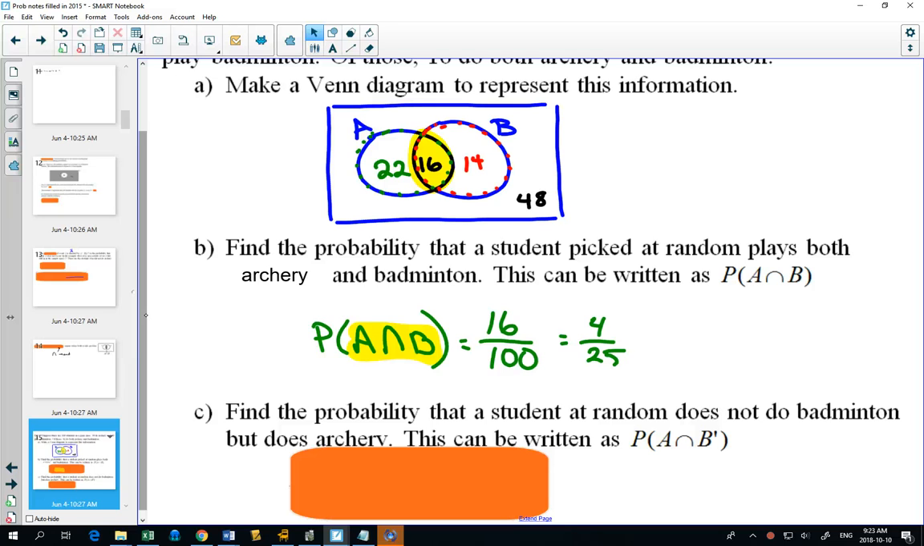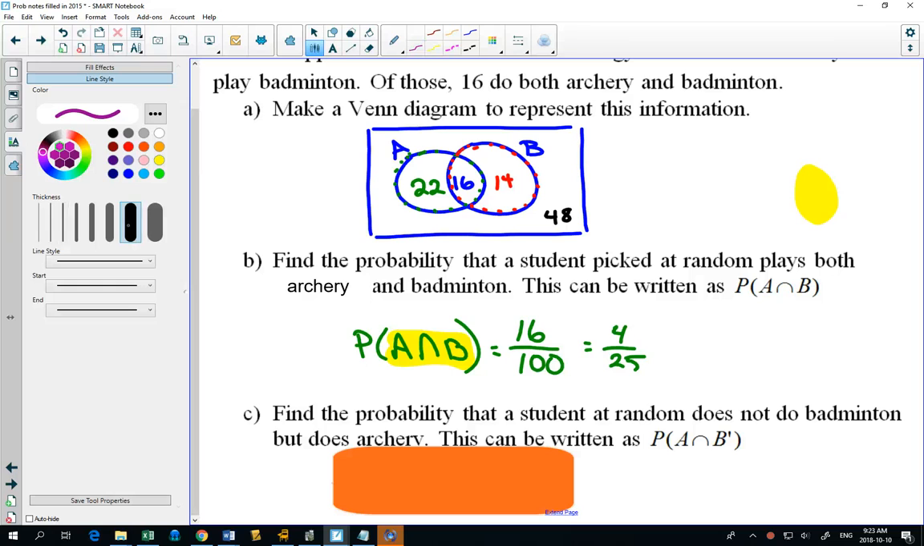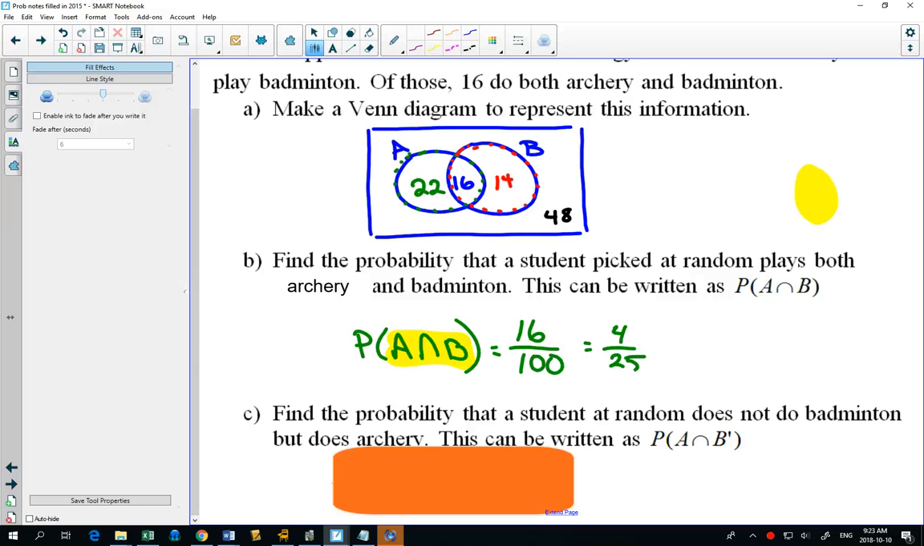So if I'm going to take this yellow out of here, I'm going to pick purple, make it thicker, and make it half transparent. How about that? Okay? So probability of archery and not badminton. Archery is A. So if I shade in all of A, that would be that section, right?